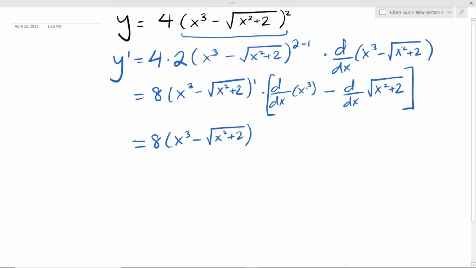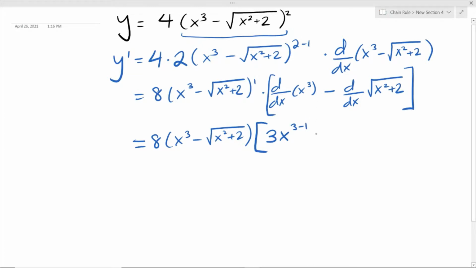Then here, derivative of x cubed, well, we can use the power rule. So the power rule, we basically take this 3 down. So it's going to be 3 times x, okay? And this 3 is taken down, and then we must subtract 1 from the 3. So 3 minus 1, right?